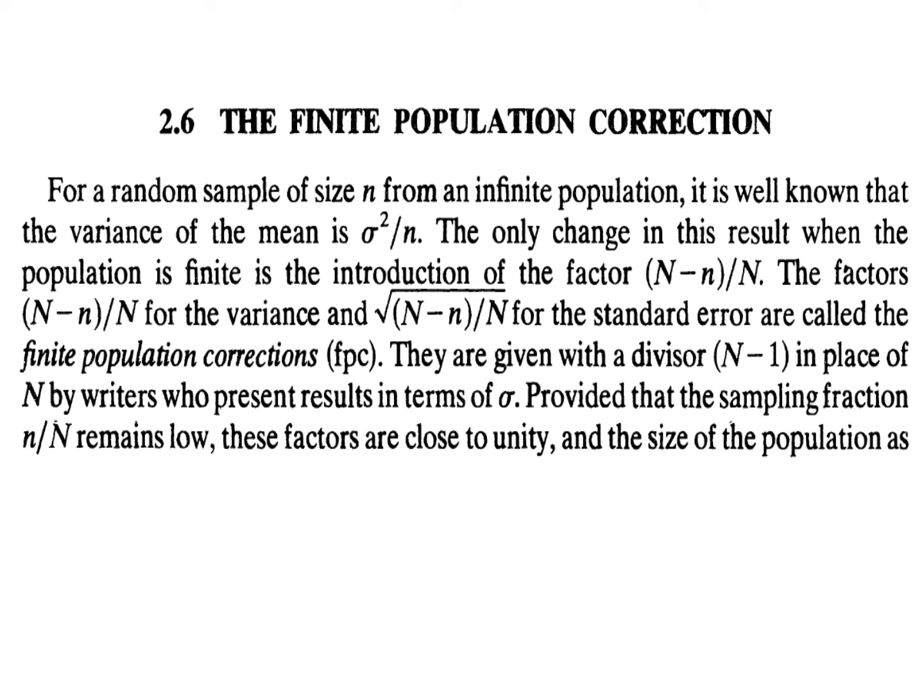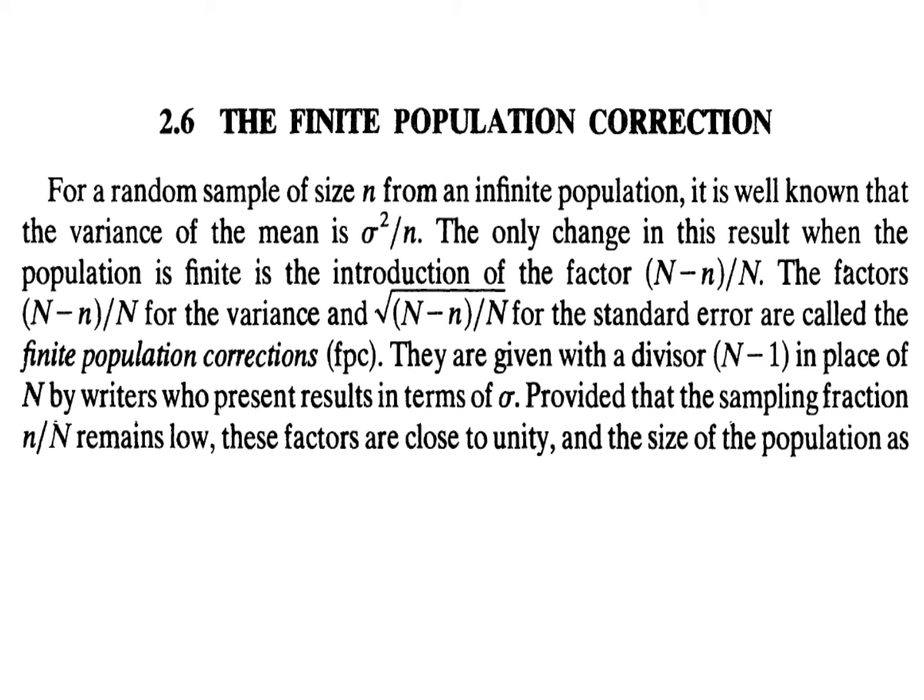For a random sample of size n from an infinite population, it is well known that the variance of the mean is s squared over n. The only change in the result when the population is finite is the introduction of the factor (capital N minus small n) over capital N. The factor (N minus n) over N for the variance, and the root of this for the standard error, are called the finite population correction, abbreviated FPC.